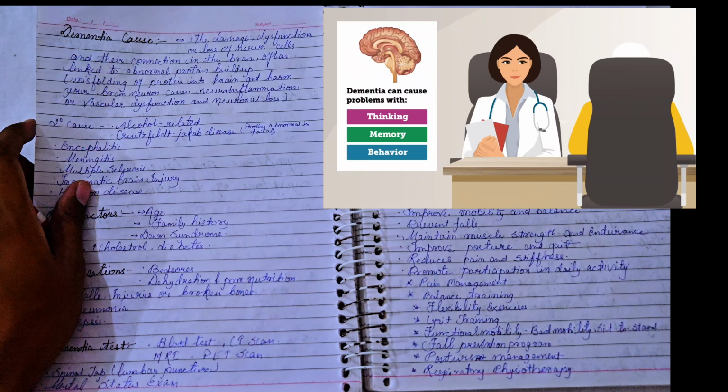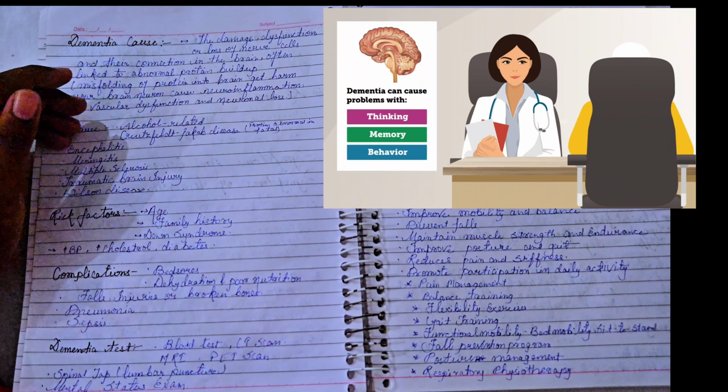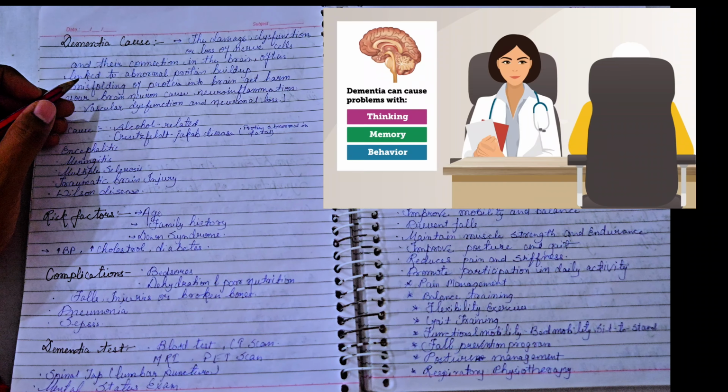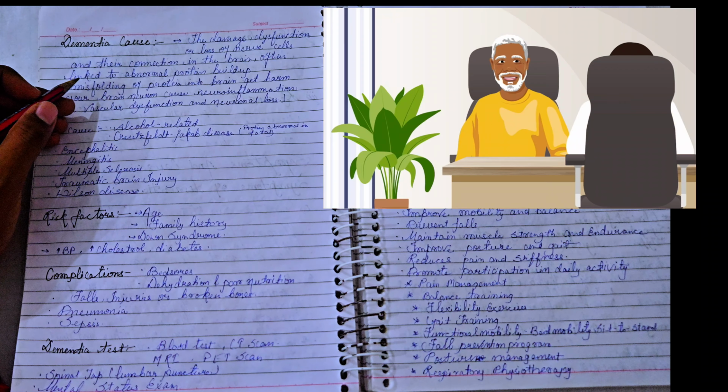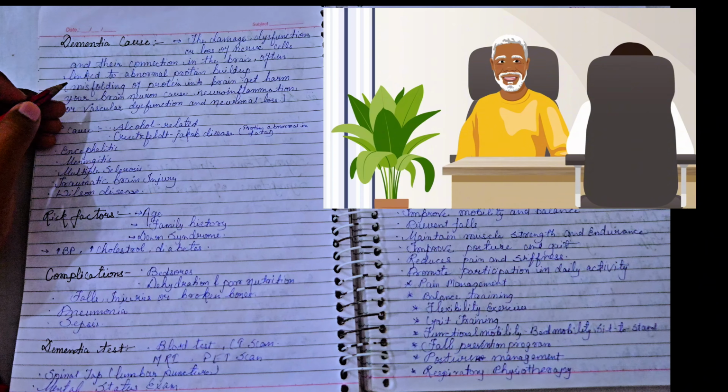So, what does dementia cause in our body? Damage, dysfunction, and loss of nerve cells, if not treated immediately, and their connections in the brain, often linked to abnormal protein buildup.